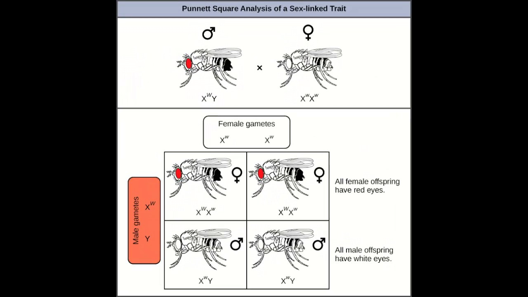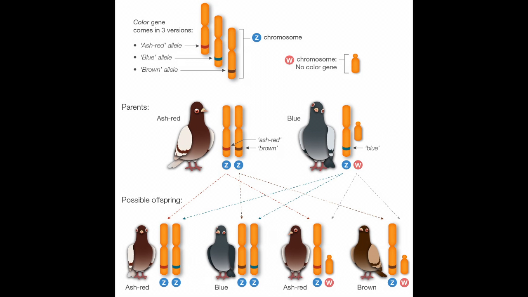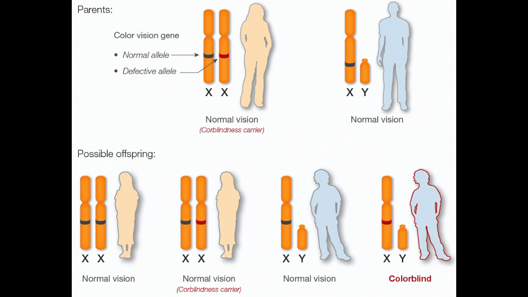Examples of sex linkage include the eye colour of flies, the colour of pigeons, and colour blindness in humans. An example of sex linkage includes colour blindness in humans. The gene which is responsible for the condition is carried on the X chromosome, the 23rd chromosome, and this is the reason why many more men are affected than women, as men only have one X chromosome.